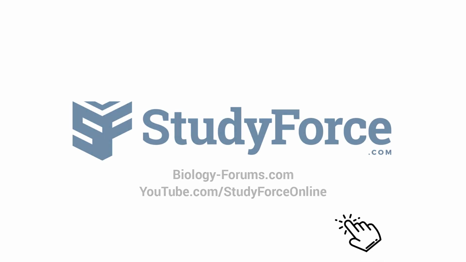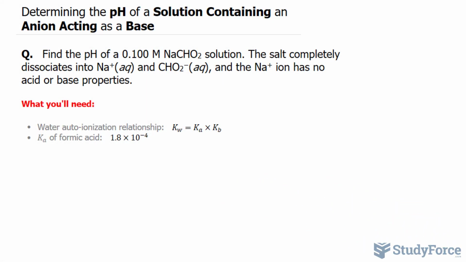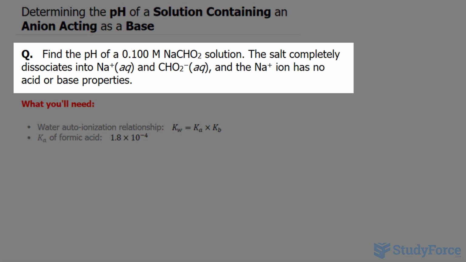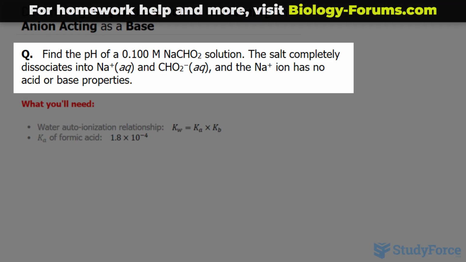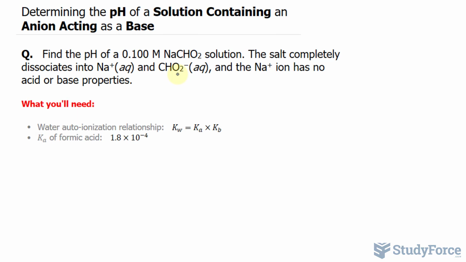In this lesson, I'll show you how to determine the pH of a solution containing an anion acting as a base. The question reads, find the pH of a 0.100 molar NaCHO2 solution. The salt completely dissociates into Na plus and CHO2 minus, and the Na plus ion has no acid or base properties. So the anion acting as a base is this one right here.